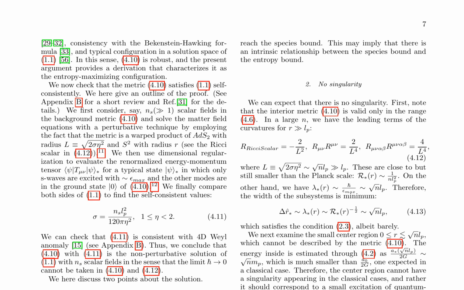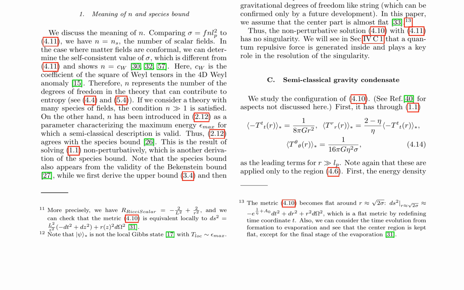The paper discusses the non-perturbative solution of the Bekenstein-Hawking formula, focusing on the entropy-maximizing configuration. It starts by explaining the metric 4.10 and its consistency with the Bekenstein-Hawking formula. The solution is derived using dimensional regularization for a typical state with S waves excited. The key finding is the self-consistent value of the entropy parameter sigma, which depends on the number of scalar fields and is consistent with the 4D Weyl anomaly.